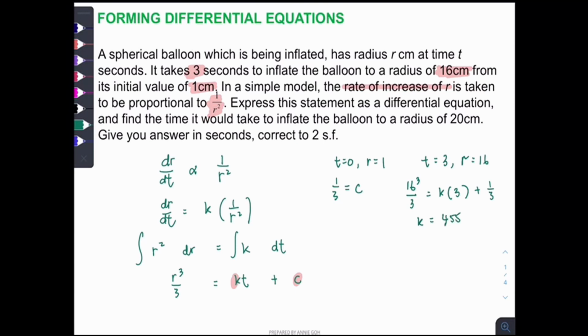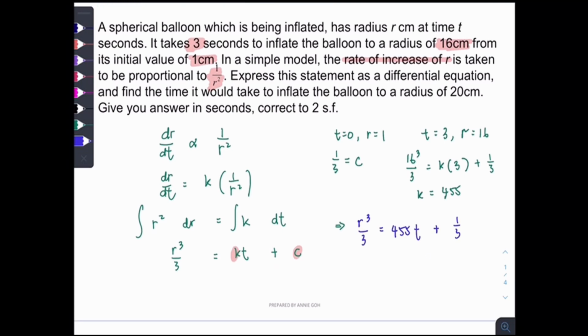So after you found out the value of k and c, you can just substitute into this general solution, and hence the answer should be r cubed over 3 equals 455t plus 1/3. So this one is called the particular solution. Where the previous one, before we have found out the value of k and c, is called a general solution.